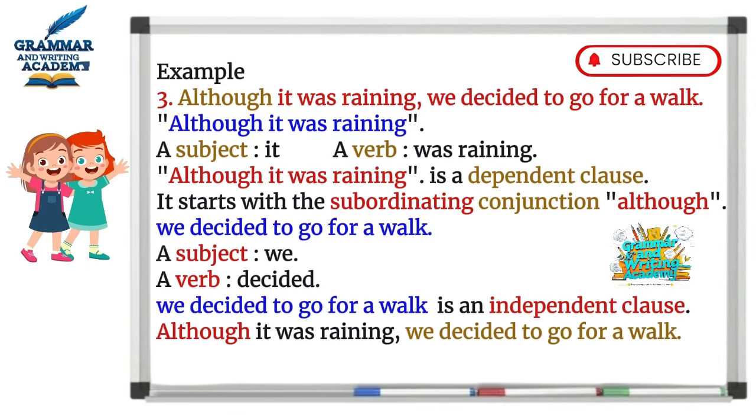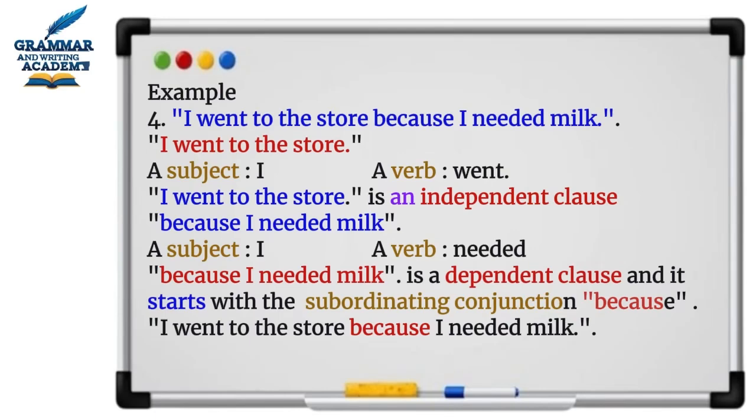The second part is, we decided to go for a walk. Here we have a subject which is we, a verb which is decided. So we have a complete thought. We decided to go for a walk is an independent clause. If we combine both clauses together, we will have a complete idea. Although it was raining, we decided to go for a walk. Clear, right? Example 4. I went to the store because I needed milk.